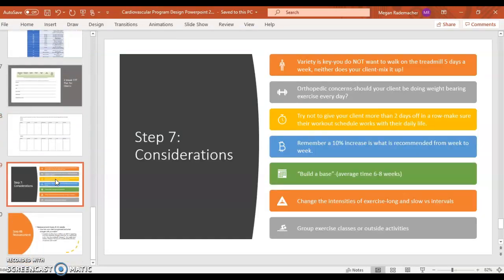Step number 7 is to think about some considerations for your client. To think about if your case study makes sense or if your program that you gave this client makes sense. So remember, variety is the key of life, right? So spice things up. You don't want to walk on a treadmill 5 days a week in a row, and neither does your client. It's not healthy for them to be walking on a treadmill 5 days a week. We want them to have more variety, especially a new client. All of that impact on a treadmill with their orthopedic challenges is not ideal.